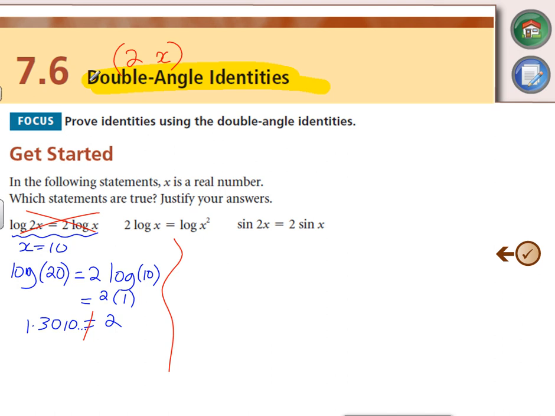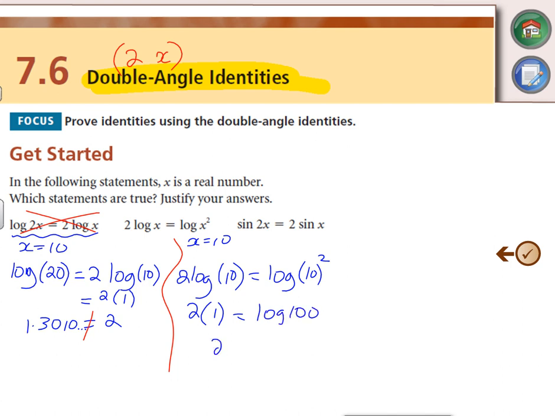Let's check the next one. Is this an identity that works? Well, 2 log x. Let's again use x of 10. Does 2 log of 10 equal log of 10 squared? Log of 10, we already know that was 1, so that's 2 times 1. 10 squared, that's log of 100.